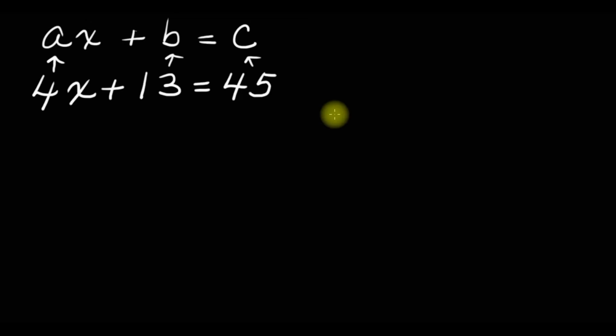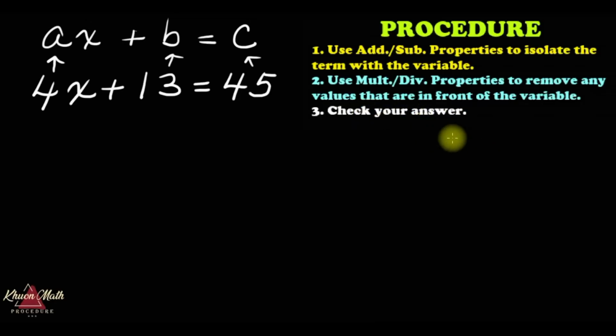It's pretty simple. So first thing you have to do is use the addition or subtraction properties to isolate the term with the variable. So looking at this equation here, you can tell this is the term with the variables. So the 4x is the term with the variable. So our goal is to isolate this term, meaning you got to get the 4x all by itself on one side of the equal sign.